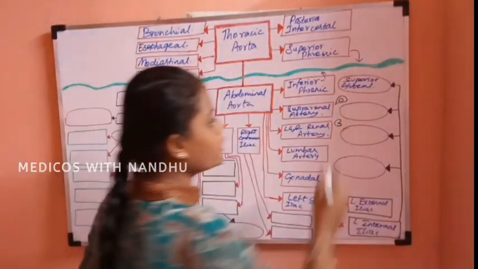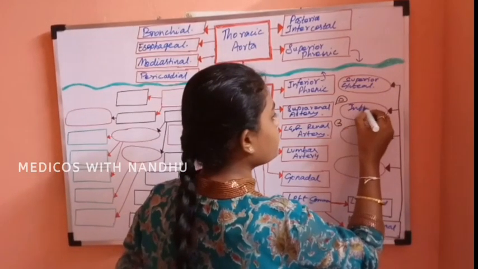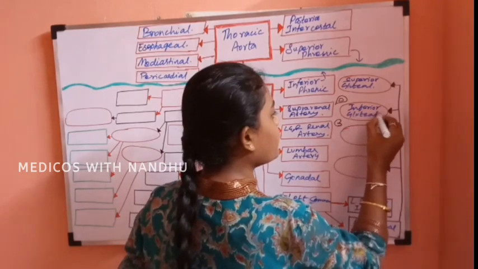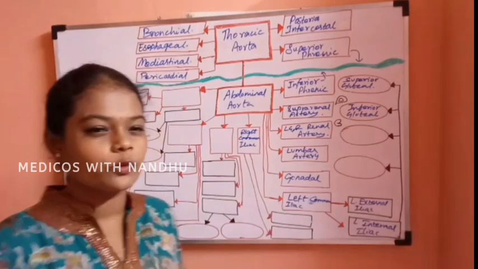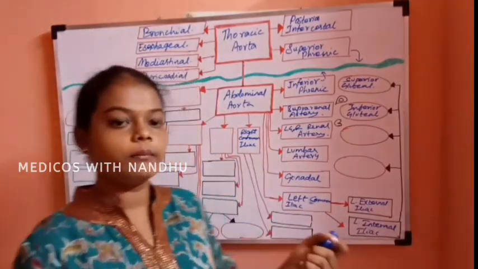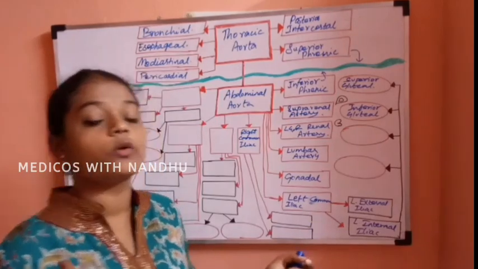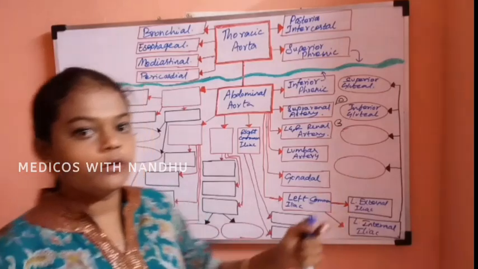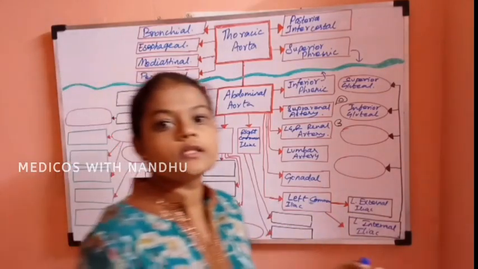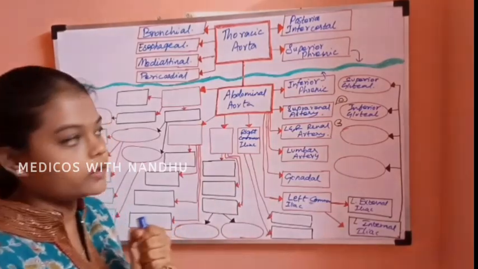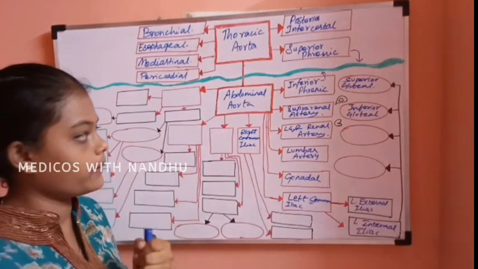So the inferior gluteal artery partially supplies the gluteus maximus, but completely supplies the gluteus minimus, and also it is going to supply the piriformis, quadriceps femoris, and some such areas.